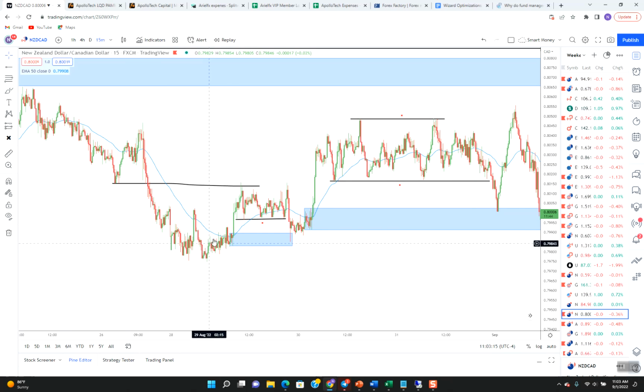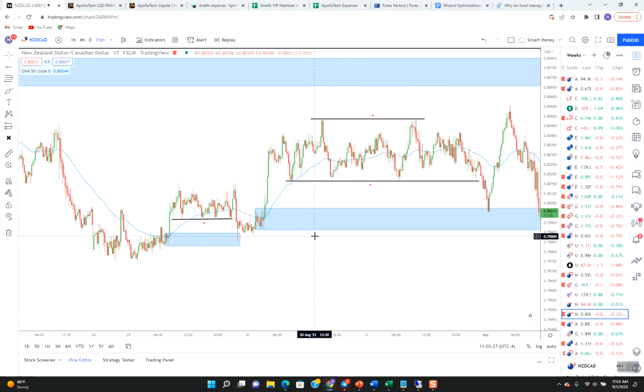So could this just be an overall pullback? It looks like we broke the structure, but in all reality, we just had an overall pullback into a higher time frame level for an overall short. That could have easily happened. So I had to wait. I had to be patient.